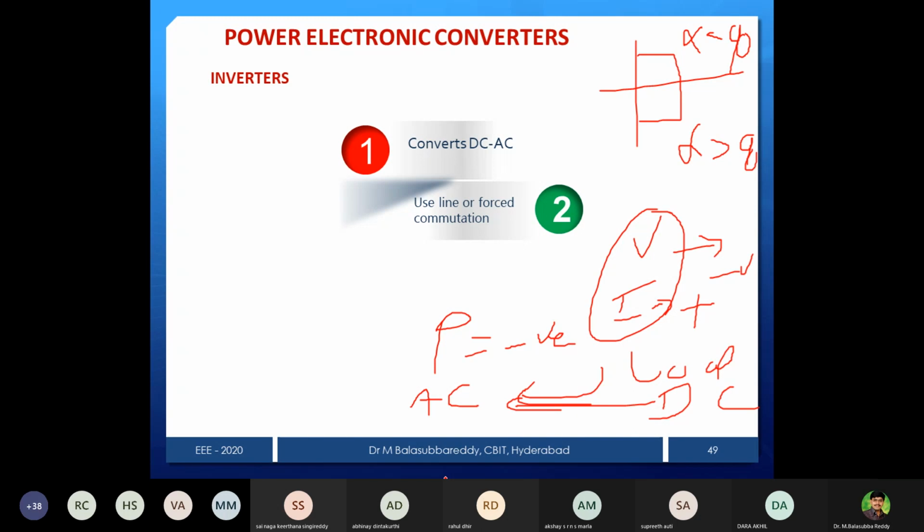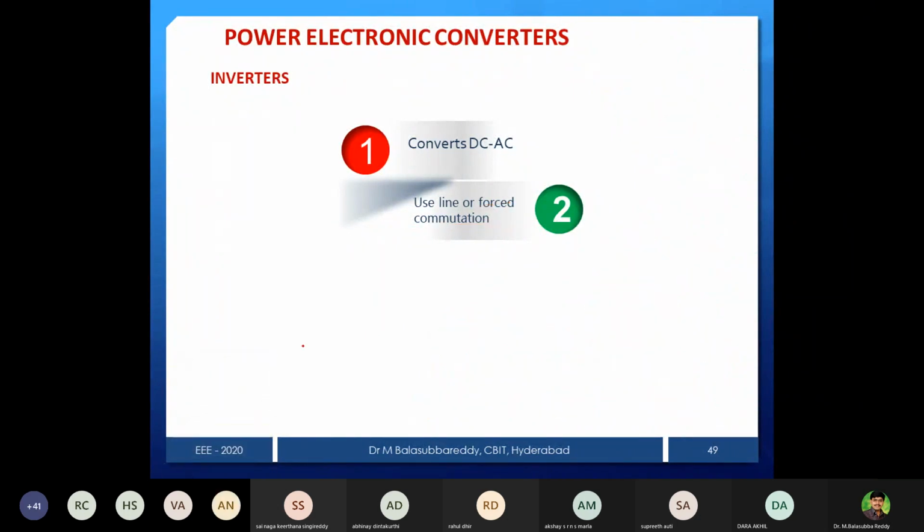And in general, in this unit, we will use only forced commutated circuits. So the input is fixed DC. I'm operating as an inverter. To turn off the thyristors, we require some forced commutation circuit. And this will be used in induction motor speed control, synchronous motors, uninterruptible power supply, and HVDC transmission.